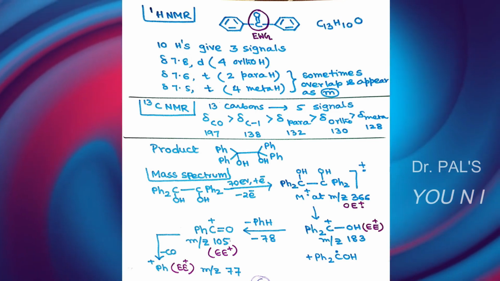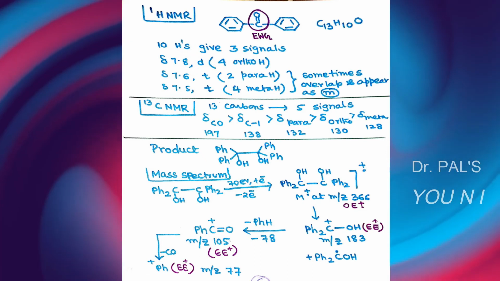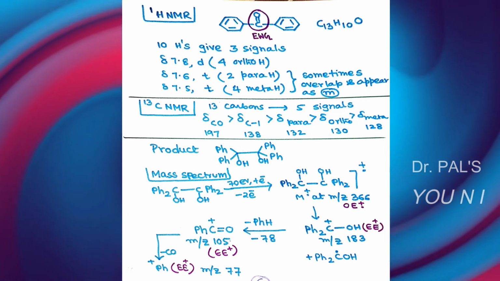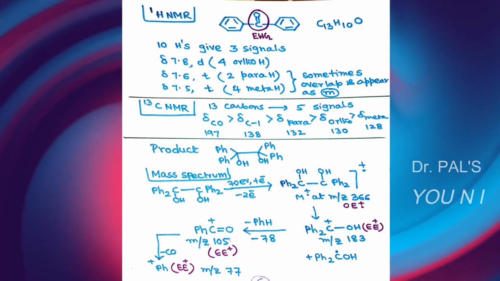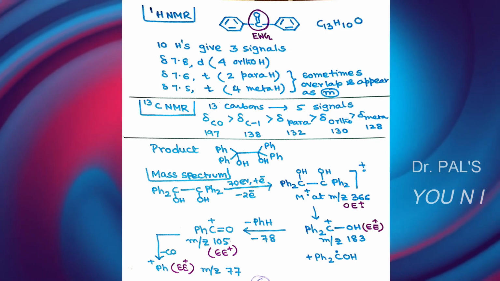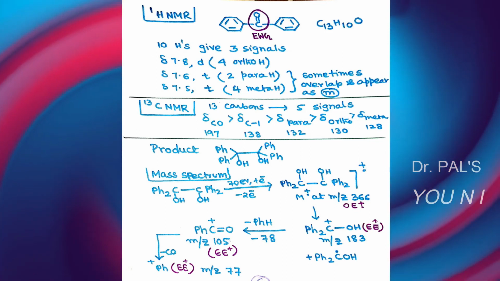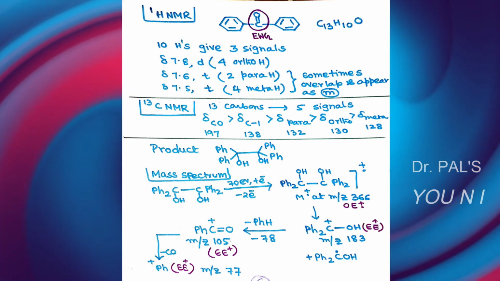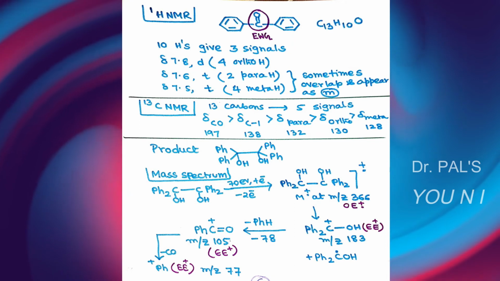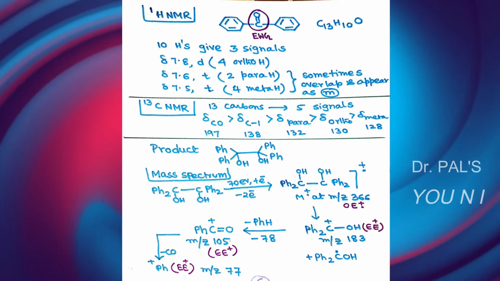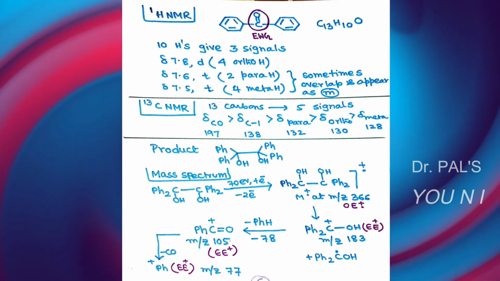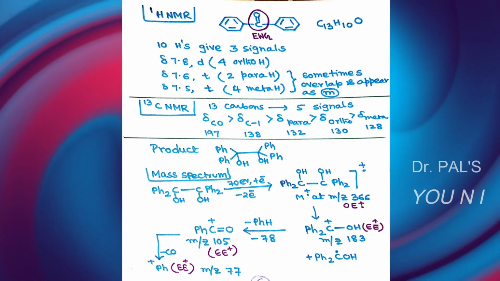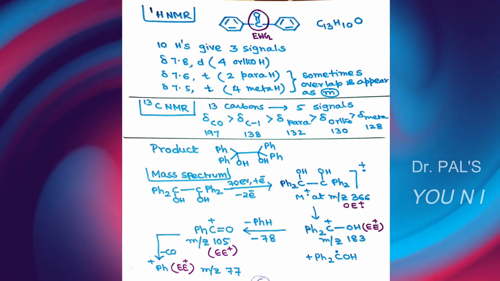Now coming to the next peak, delta 7.6, that will appear because of the para hydrogens. The para hydrogens have the neighbor meta hydrogens, so the multiplicity of para hydrogens will be a triplet, and there are 2 para hydrogens in this molecule. Now coming to the lowest value, that is because of the meta hydrogens, delta 7.5. One meta hydrogen will have 2 neighbors, so it will appear as a triplet, and there are 4 meta hydrogens. So this is all about the 1H NMR of this benzophenone.